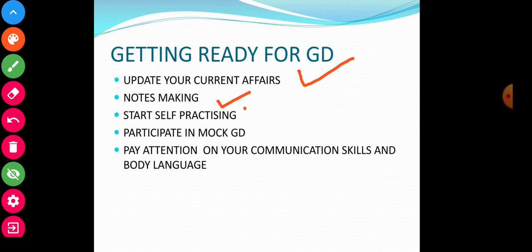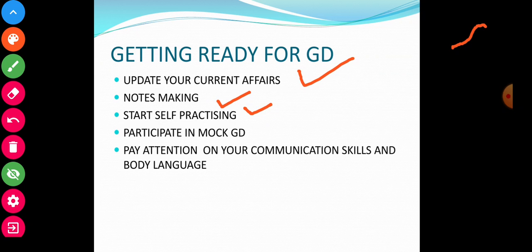Then there is self practicing. As we know, practice makes a man perfect, so you must practice GD yourself. You can also practice by speaking in a room alone, imagining there are people listening to you. You can speak in front of a mirror. You can also participate in mock GDs. That will help you to know about the environment of the GD, how to give your point logically, how to convince others. And please pay attention to your communication skills and body language.